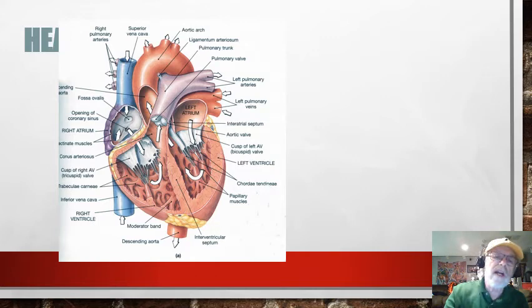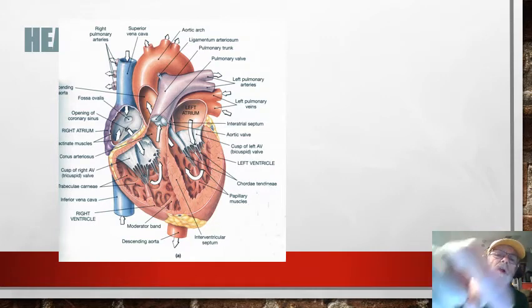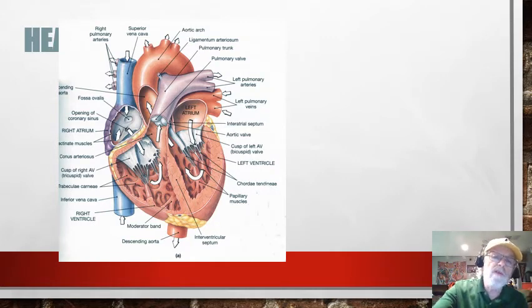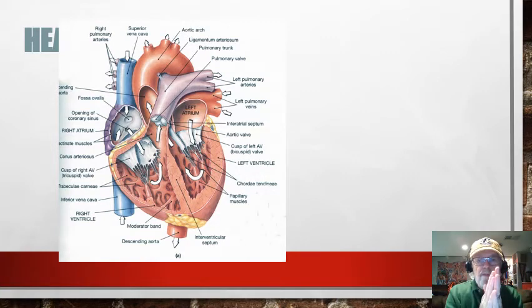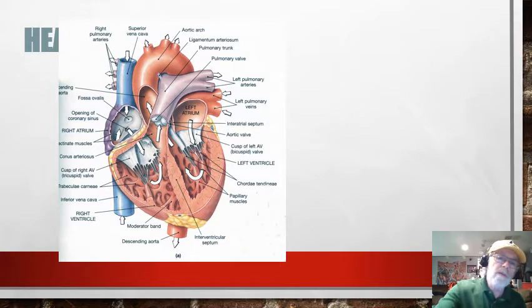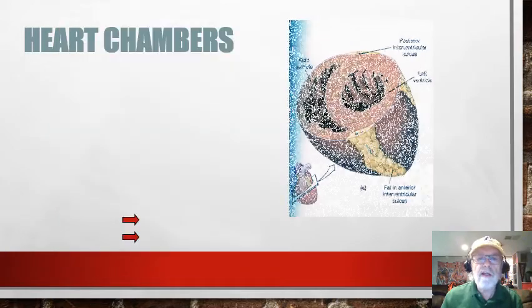If we look on the right side of this image, you can see where the left atrium goes through the bicuspid or mitral valve into the left ventricle, and when the left ventricle contracts, the bicuspid mitral valve closes, so blood then could go out through the aorta, and I'll show you that in a little bit.